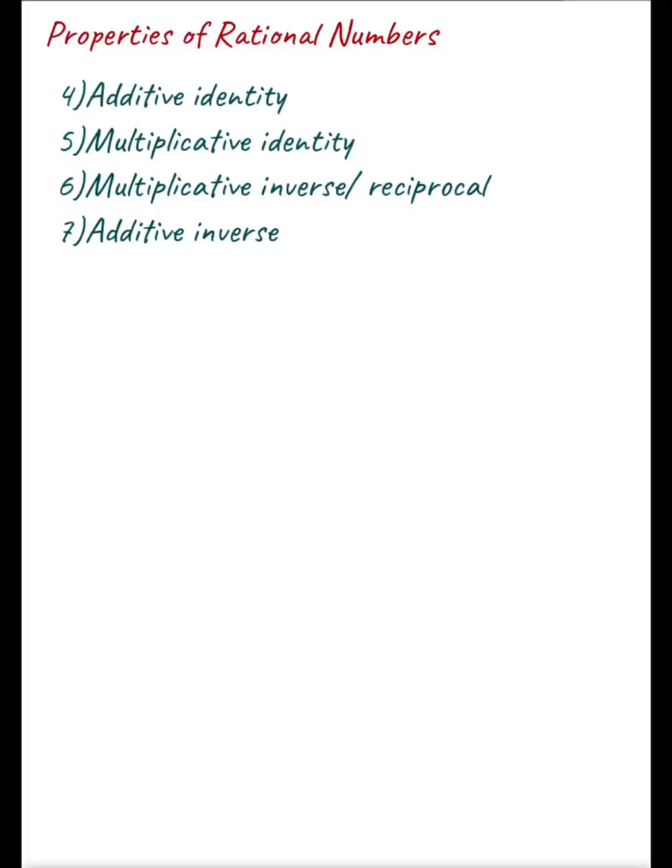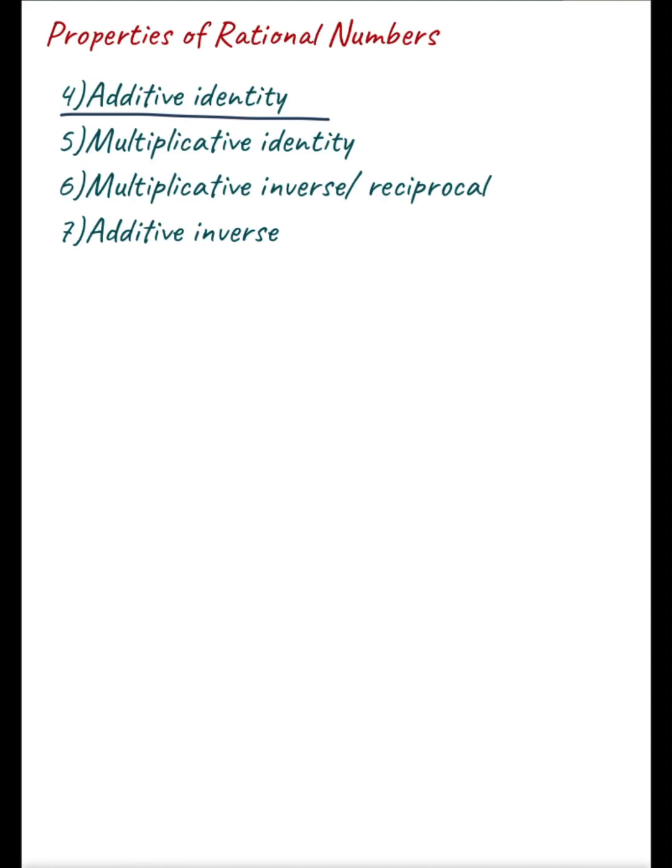So we were discussing the properties of rational numbers, and we have already discussed the three properties. Now let's discuss the fourth property, which is additive identity. Okay, we will be discussing additive identity first.